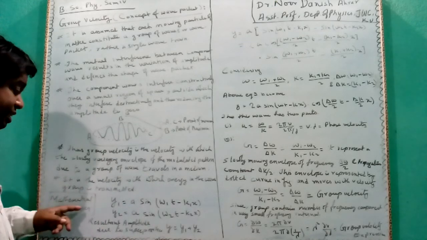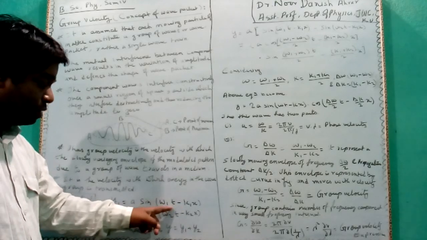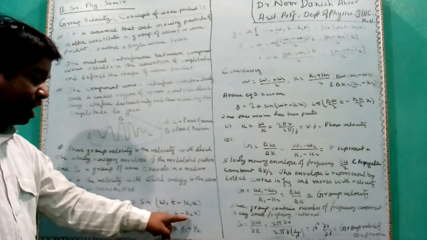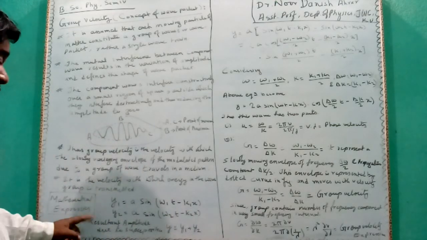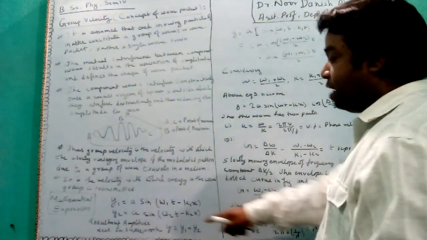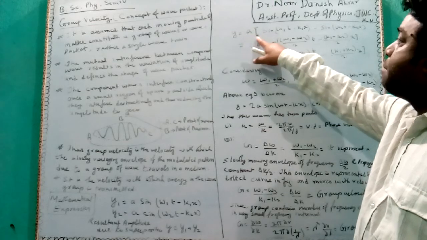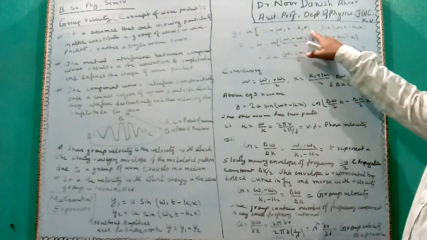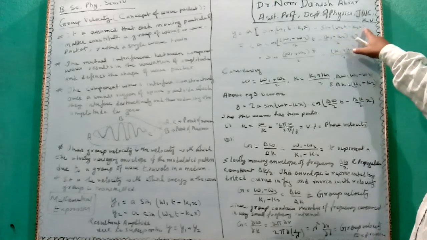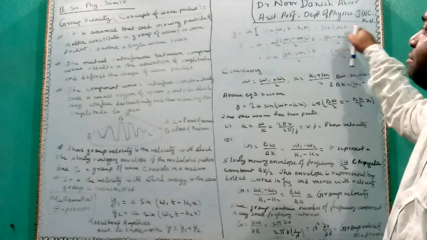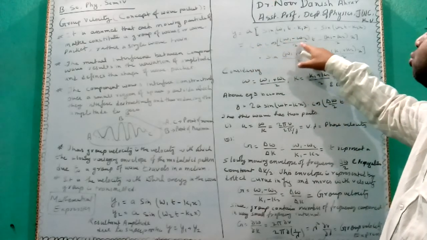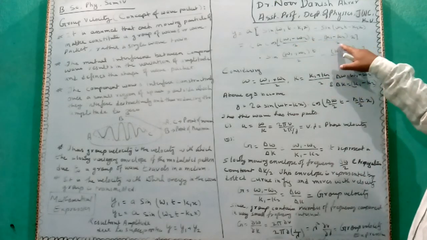Let's see it mathematically. We consider two wave trains: y1 = A sin(ω1t − k1x) and another wave train y2 = A sin(ω2t − k2x). These are the two sine waves, and the resulting wave will be y = y1 + y2. When we put in the values, we get y = A[sin(ω1t − k1x) + sin(ω2t − k2x)]. This has the form sin A + sin B, so it can be expanded, and the expansion gives 2A cos[(ω1 − ω2)t/2 − (k1 − k2)x/2].